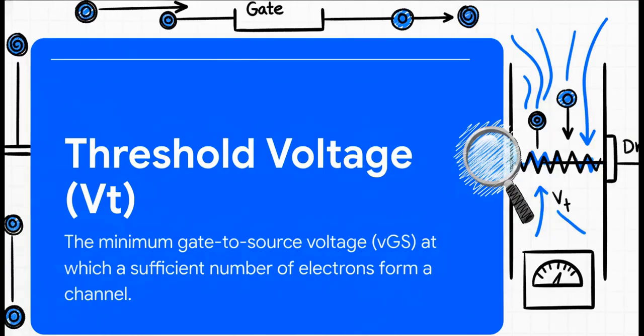But, this channel doesn't just appear with any tiny bit of voltage. There's a tipping point. You need to apply enough voltage to get the job done, to attract enough electrons to actually form that bridge. And that minimum gate voltage needed to do the trick, that's what we call the threshold voltage, or just VT. For most of these little guys, it's a really small number, maybe between 0.3 and 1 volt. If you're below that threshold, it's a no-go, nothing happens. But once you cross it, the channel is officially open for business.